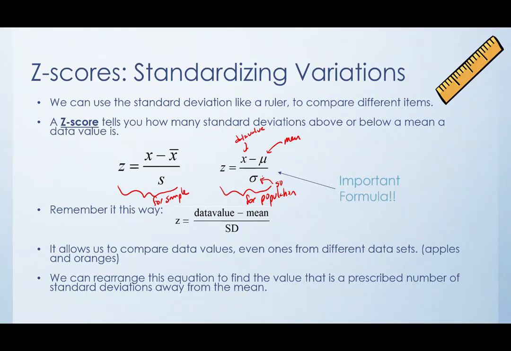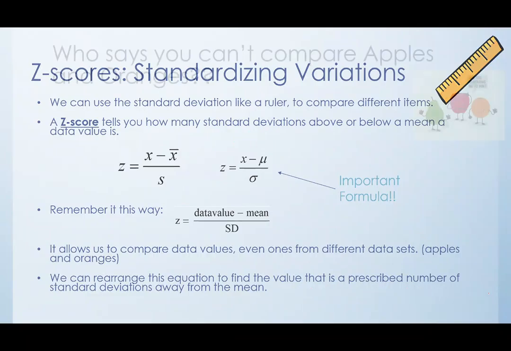So we also can rearrange the formula to find a value that's a certain number of standard deviations away from the mean. So we can take that z equals x minus mu over sigma. We can solve this for x by multiplying through by sigma, and then adding mu to both sides. So x is going to equal z sigma plus mu. So that's a good one to know also. All right, now you'll notice that those 2 z-score formulas are on the formula sheet that you will be able to use for the exams.